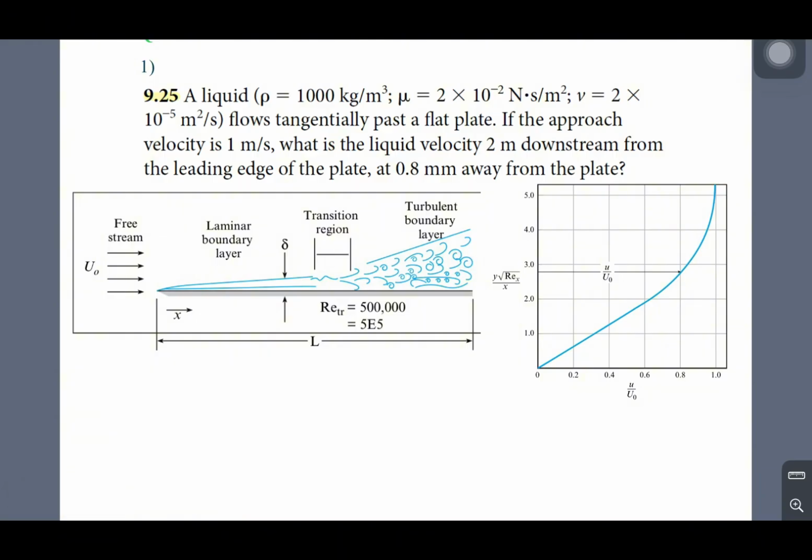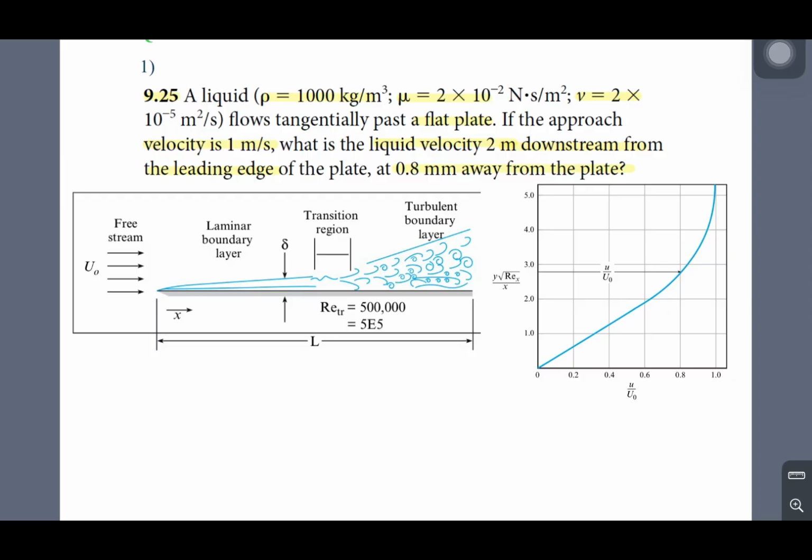This is question 9.25. Here we have a liquid with a given density, viscosity, and kinematic viscosity, and it flows tangentially past a flat plate. If the approach velocity is 1 meter per second, what is the velocity 2 meters downstream from the leading edge of the plate, at 0.8 millimeters away from the plate?